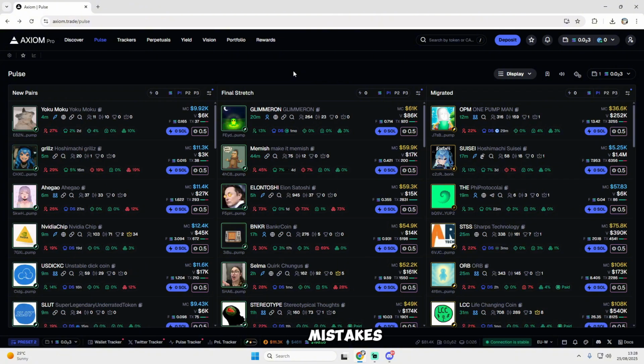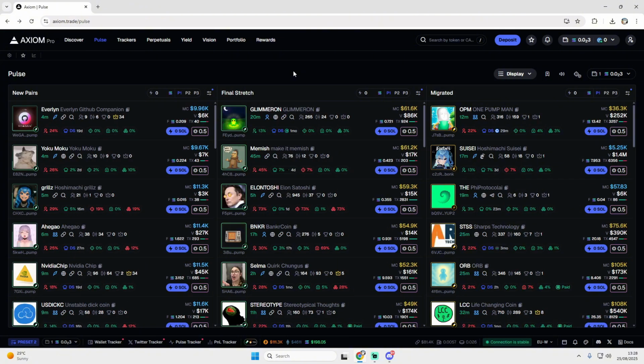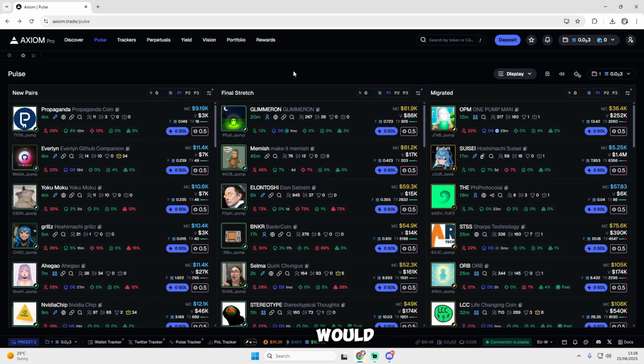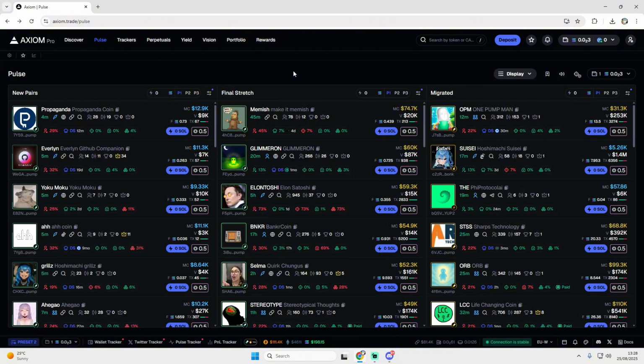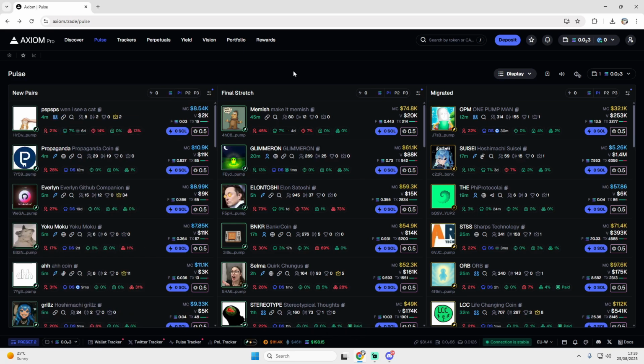This was one of the mistakes I made when I first started trading. I would buy a coin, lose money, and instantly try to buy another coin to flip it to make my money back. A lot of the time I would end up losing that as well. So essentially, you don't have to take every single trade you see. But let's get straight into the video now.